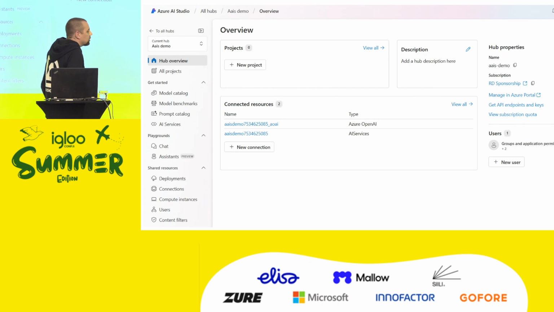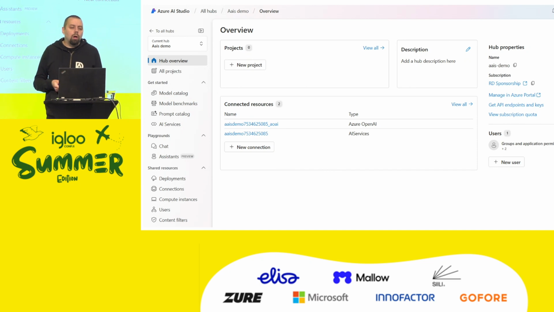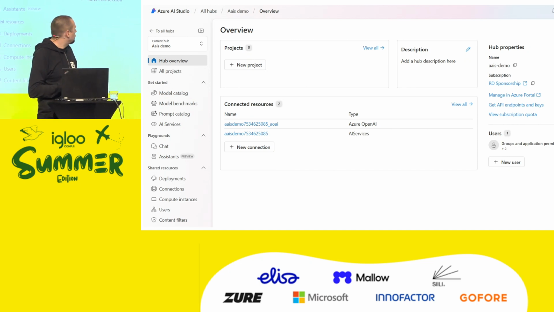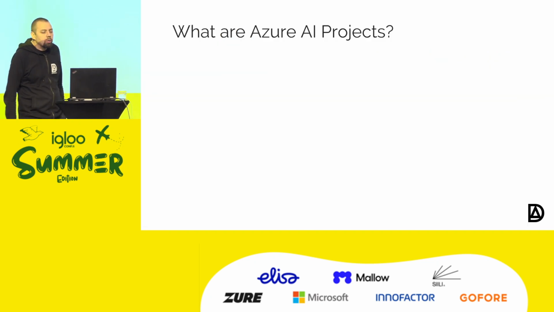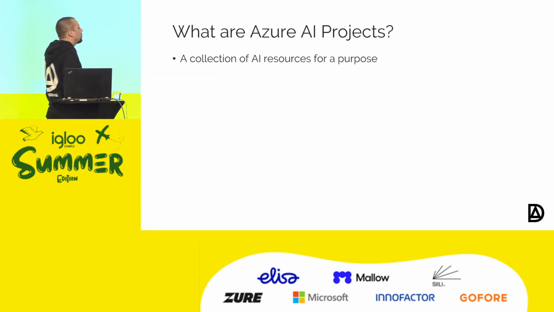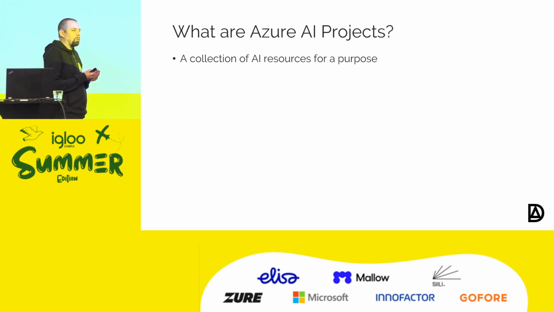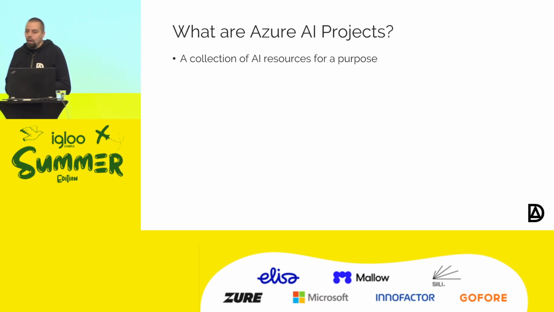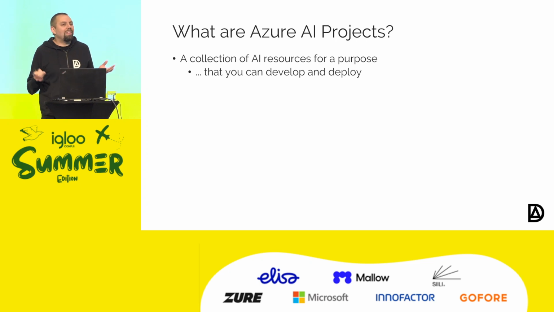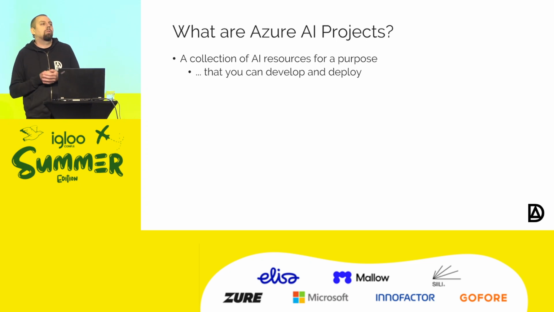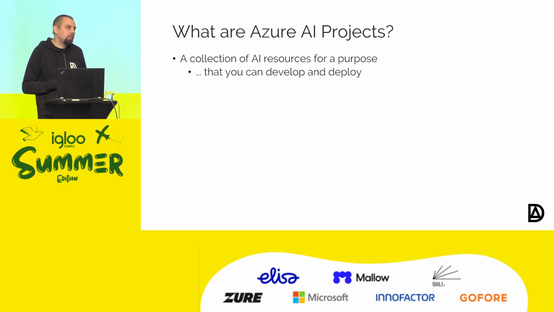What are Gen AI projects? If you build a new Azure AI Studio or Azure AI Studio Hub or whatever, and you pick the studio, you will find this kind of interface. Projects, new project. Okay, what is a project? Essentially, a project is a collection of AI resources for a single purpose. The idea here is that the AI Studio gives you the tooling to develop and then eventually also deploy those resources into production use.